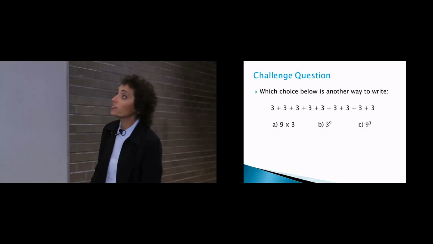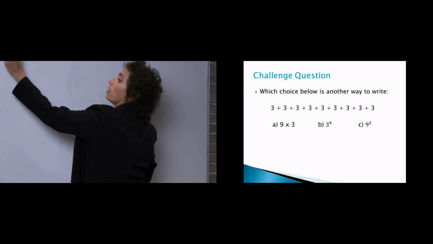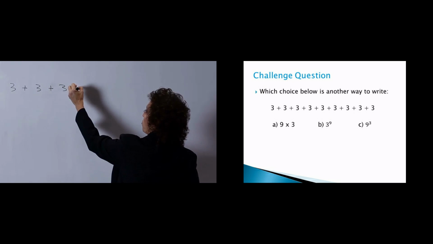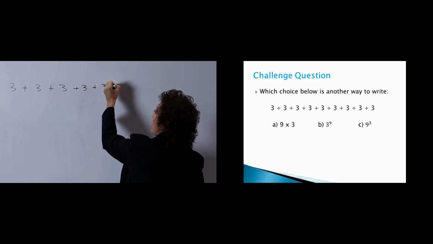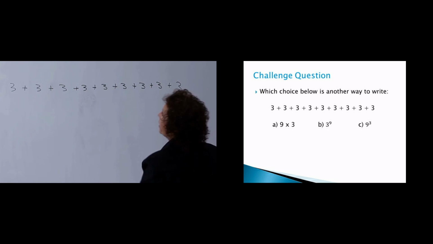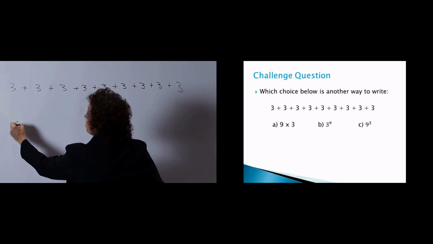Okay, well, let's take a look at this question. Which choice below is another way to write the following? Now, notice, you may want to count as I'm writing this. 3 3s, 4, 5, 6, 7, 8, 9. I just learned how to count, so that was fun for me. Okay, so we want to know which one of these choices represents this.